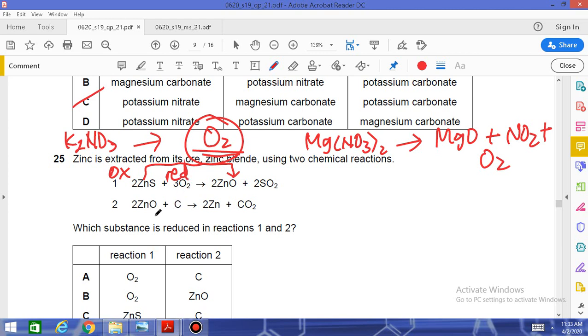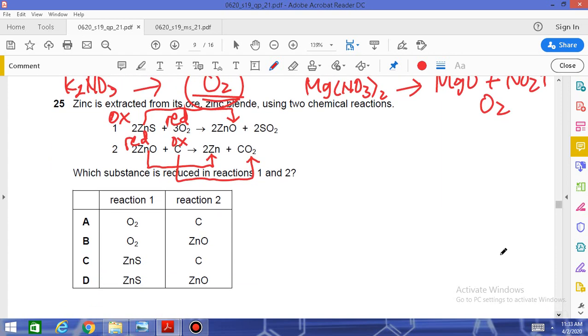Okay. How about reaction 2? Zinc oxide into zinc. Okay. It's losing oxygen, right? So zinc oxide is reduced while carbon into carbon dioxide is gaining oxygen, so carbon is oxidized in this case. Okay, which substance is reduced in reactions 1 and 2? The answer is B. Oxygen from reaction 1 and zinc oxide from reaction 2.